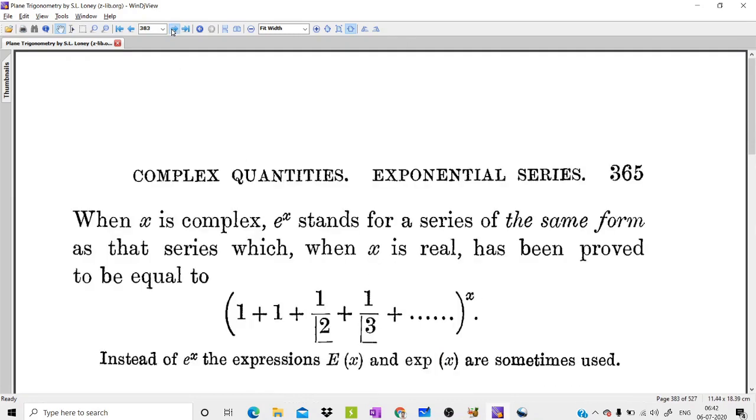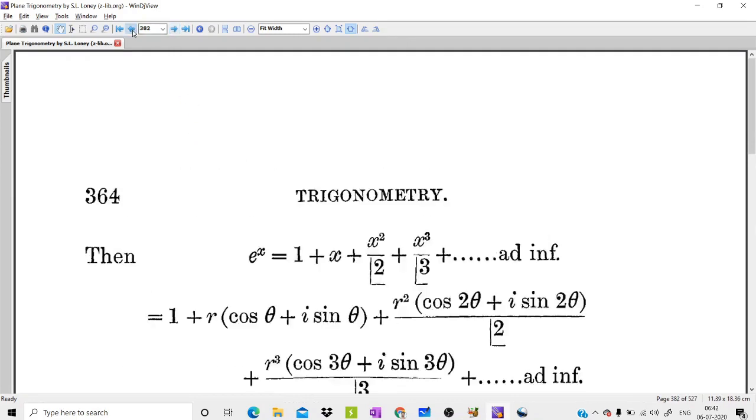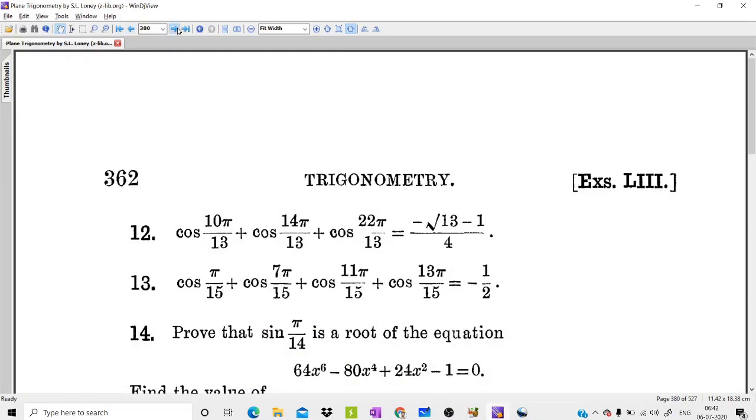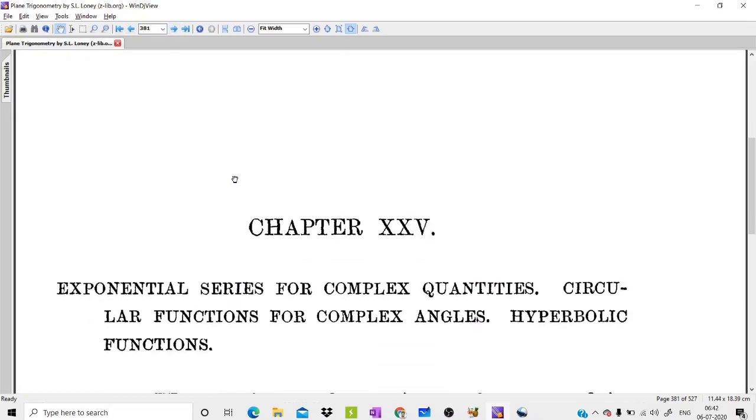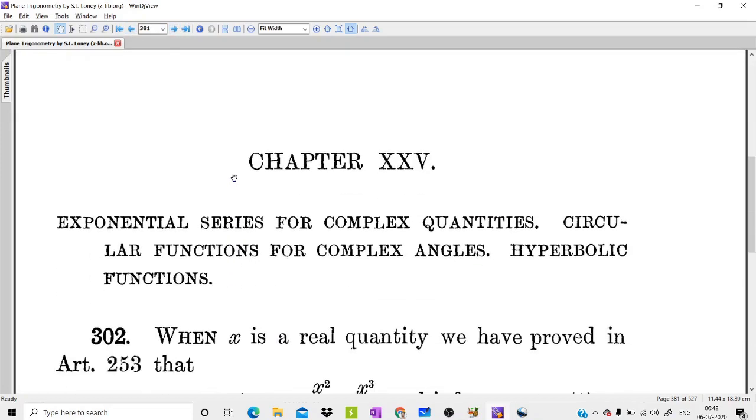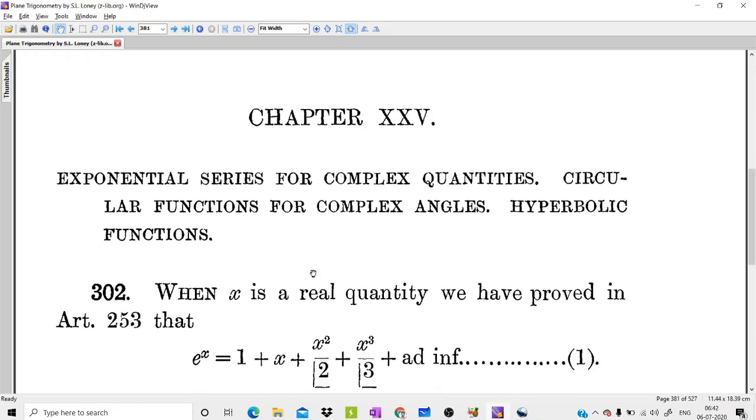Next day we will discuss the chapter which deals with the expansions of circular functions and exponential functions like that. So thank you.